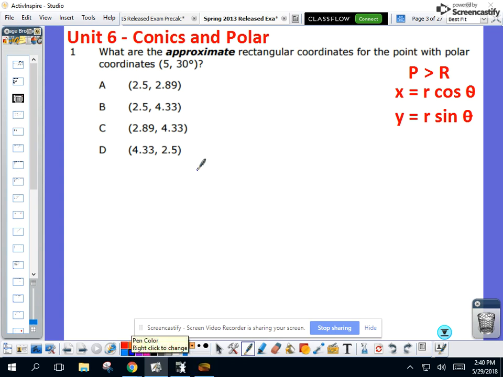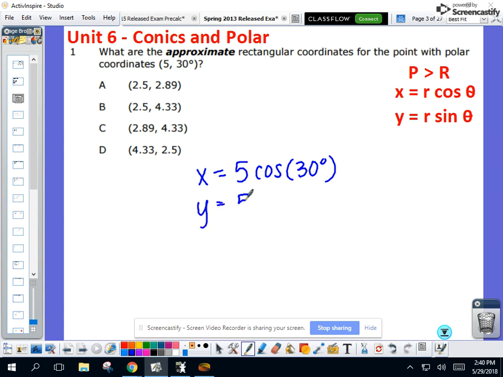So when we convert this, x is equal to r, the radius, which is 5, multiplied by cosine of the angle, which is 30 degrees. We also have y, which is equal to 5 times sine of the angle, which is 30 degrees. All you need to do after this point is just enter this into your calculator, making sure you are in degree mode when you do so. And the two values that you get are 4.33 and 2.5. That matches answer D.